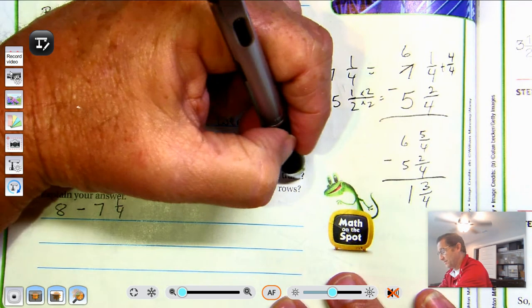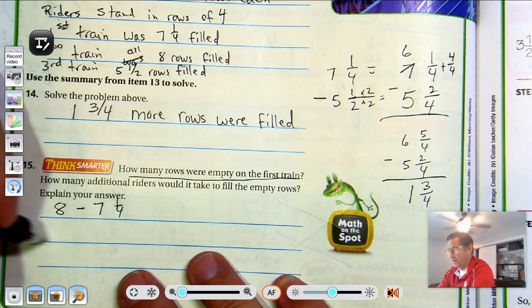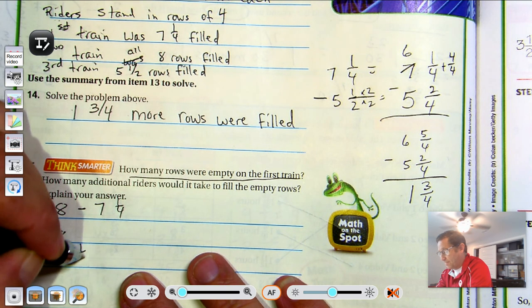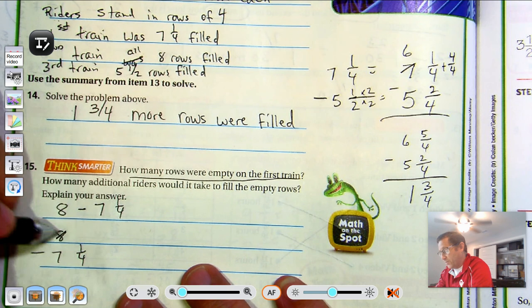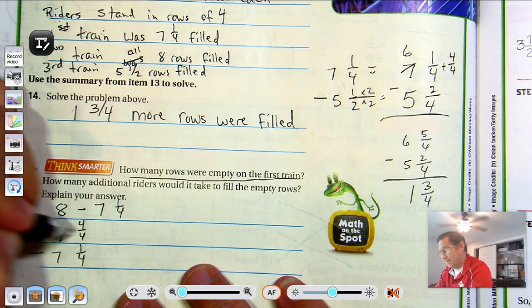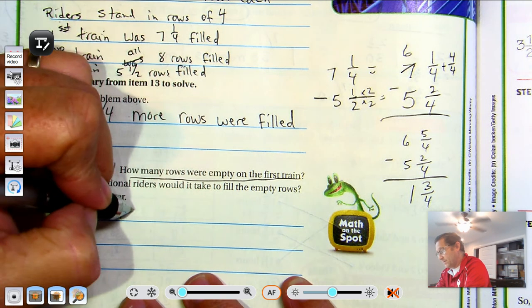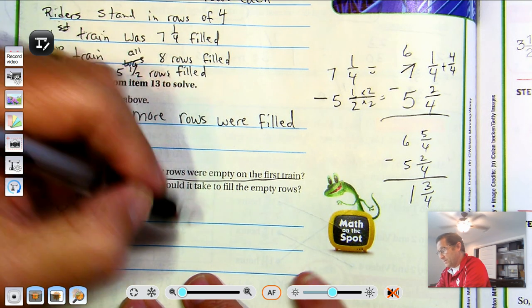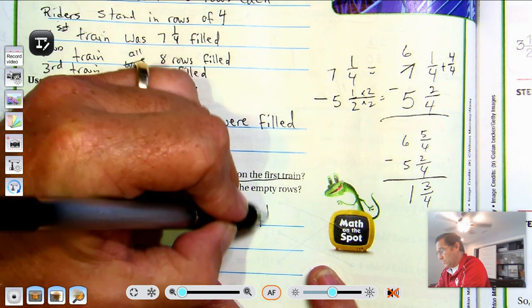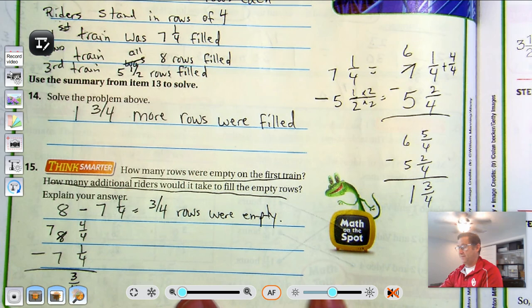So let's answer the first question. 8 take away 7 and a fourth. Well, right now we don't have a common denominator. So let's rename one of the wholes as 7 plus 4 fourths. Subtract, we're left with 3 fourths. So 3 fourths rows were empty. How many additional riders would it take to fill the empty rows?